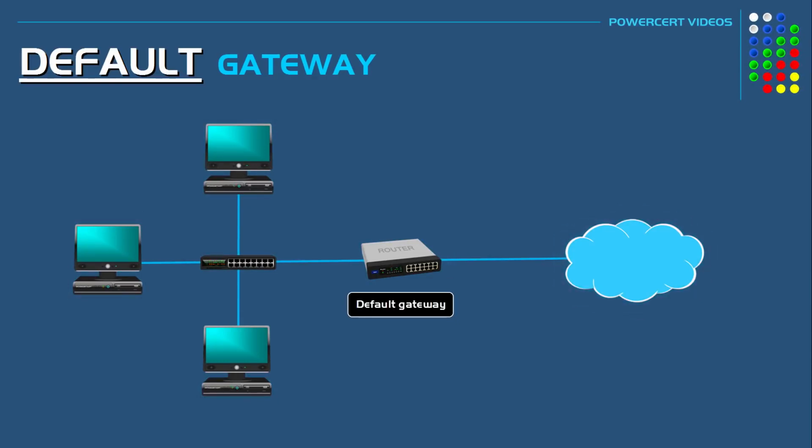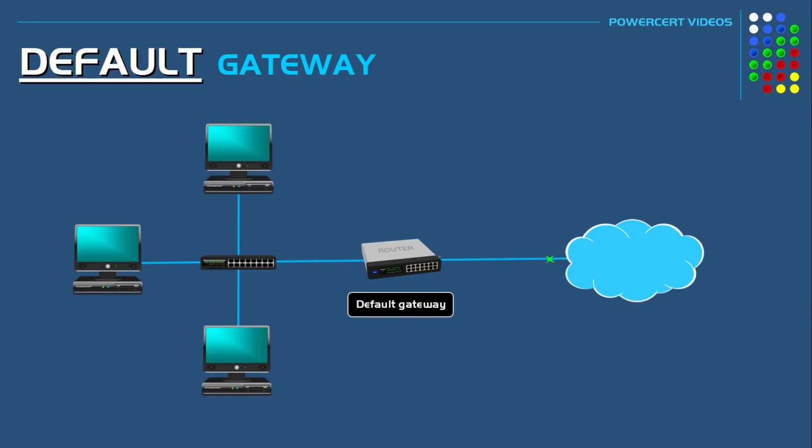In order for these computers to access another network, such as a web page out on the internet, the data has to exit its own local network by going through the default gateway, which is the router. Then the router will forward the data to the internet. This also works both ways. If a device on the internet wanted to communicate with a computer on this network, it has to go through this network's default gateway and then to the computer.